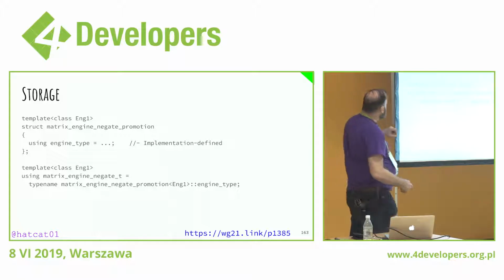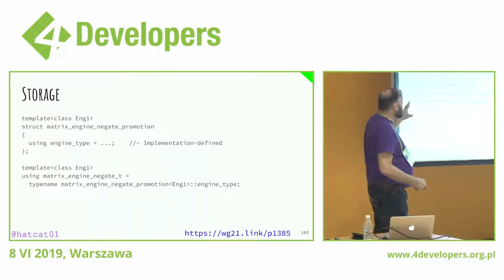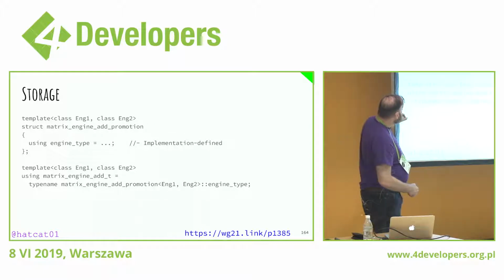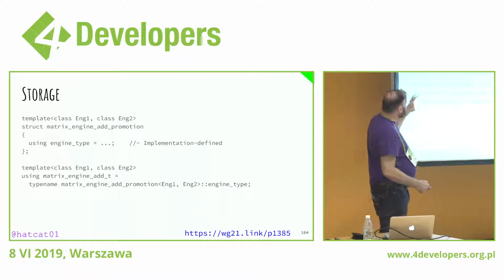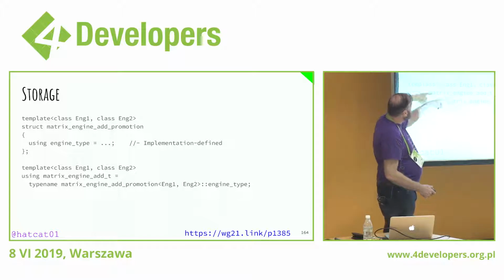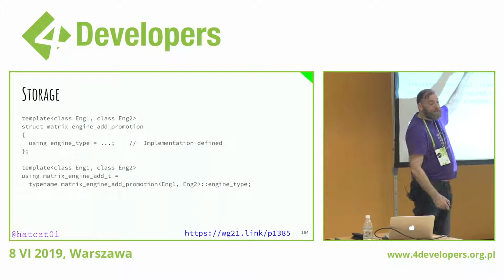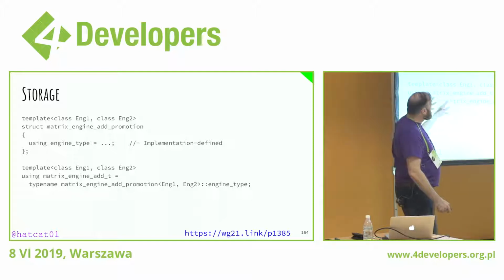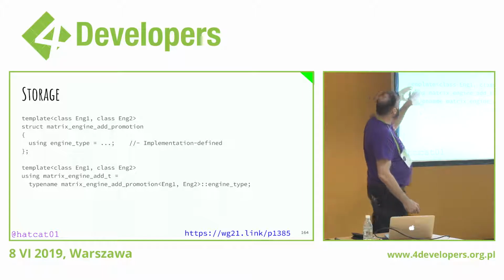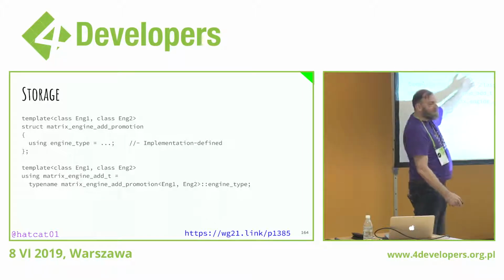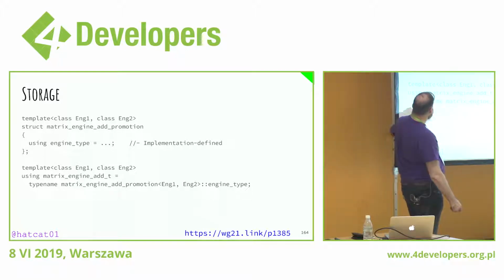Now, matrix engine negate promotion is where we have to start dealing with promoting our types. I'm going to skate through this because we're running short of time. But the idea is that if we add two things together with two different engines, like a fixed size matrix and a dynamic size matrix, we need to work out what the result type is going to be. So we end up with an implementation-defined mechanism for establishing the resultant type, or the resultant engine type.